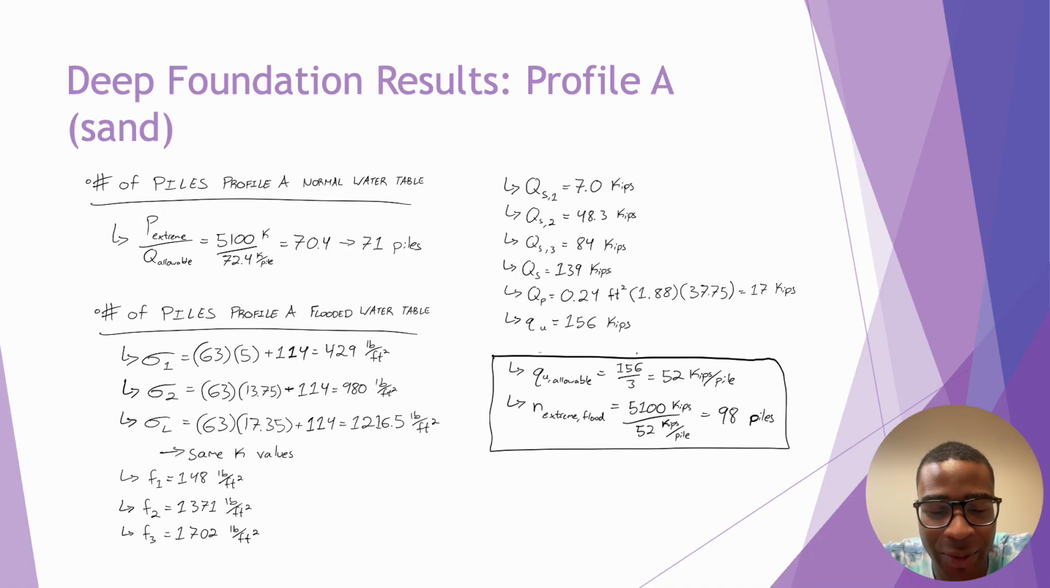We just take the extreme load that we assumed before, 5,100 kips, and divide it by the allowable point load on each kip per pile. So we get 71 piles here, and then we go ahead and do it again with the flooded water table.